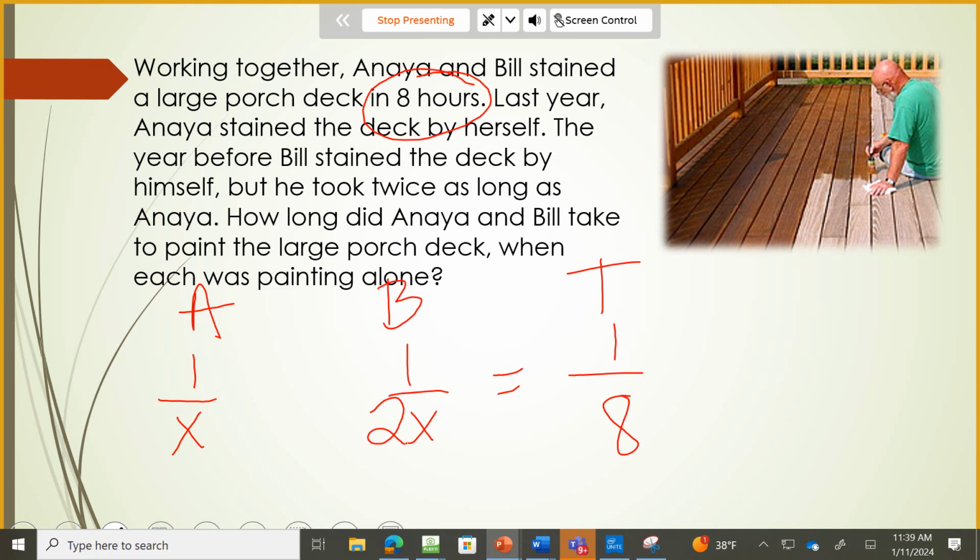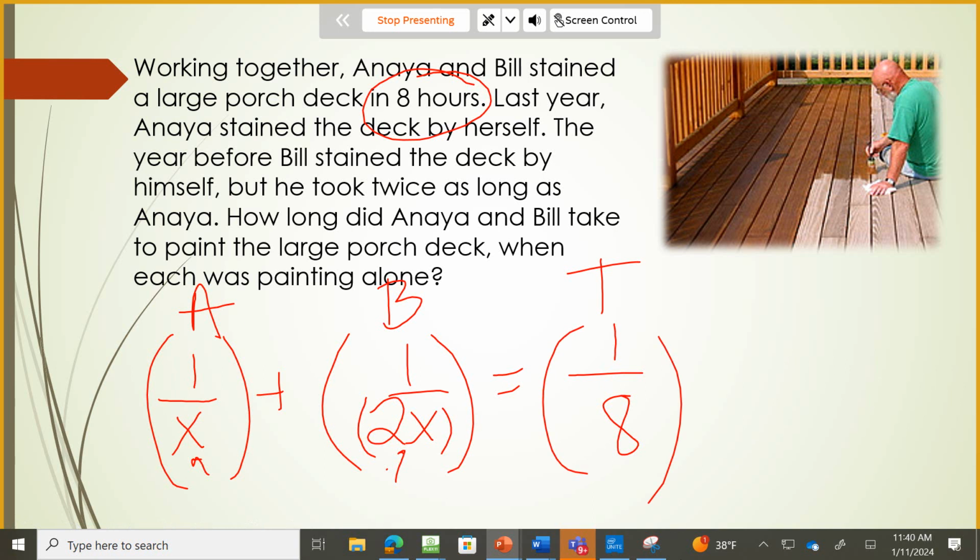If it took Anaya 10 hours, we know it takes twice as long for Bill, so it takes 20 hours for Bill. And this expression makes sense because 10, we double it, we get 20. This is what I'm plugging in, but when you plug it in, it's important to double parenthesis this bottom, okay? So I'm going to go right now.